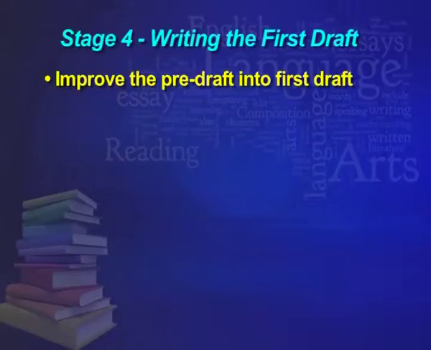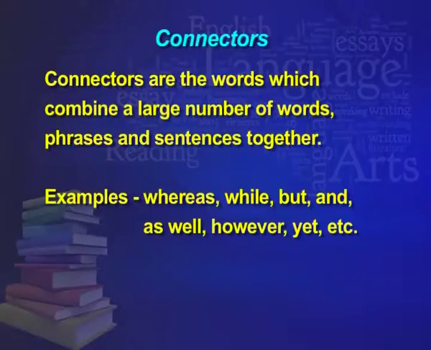Now, we are moving towards writing the first draft. Now, improve the sentences you have written into the first draft. Now, write the first draft with complete sentences and connectors. Connectors, I mean, there are 3 chairs and 2 of them are red in color. So, the and, but, whereas, while, those are connectors.